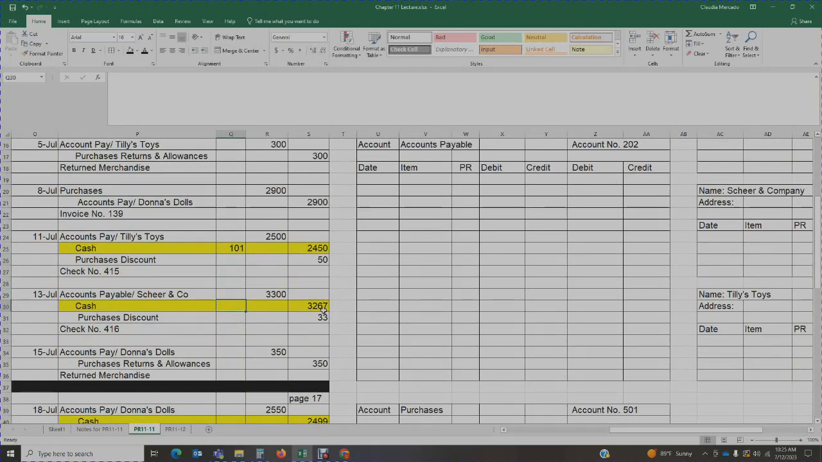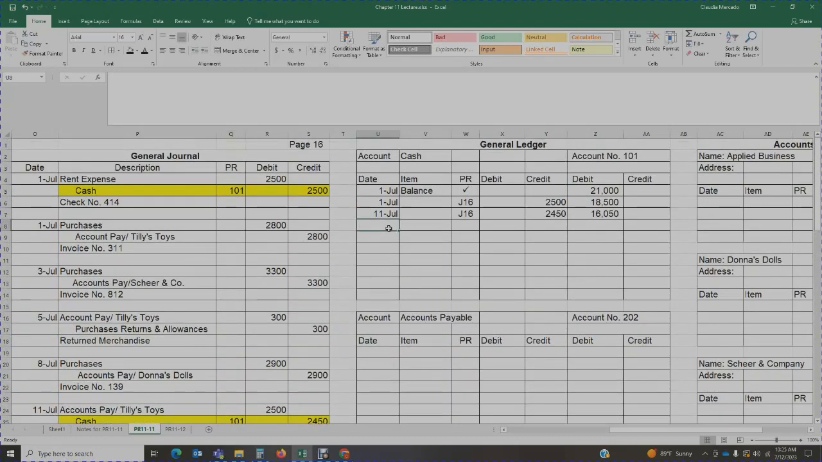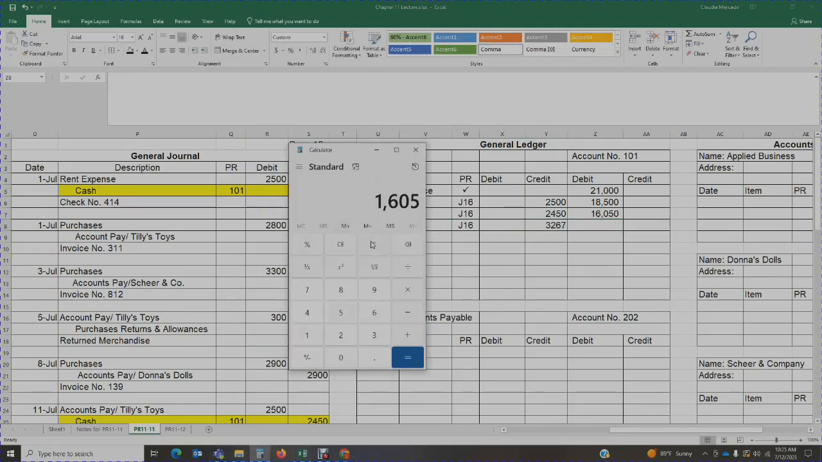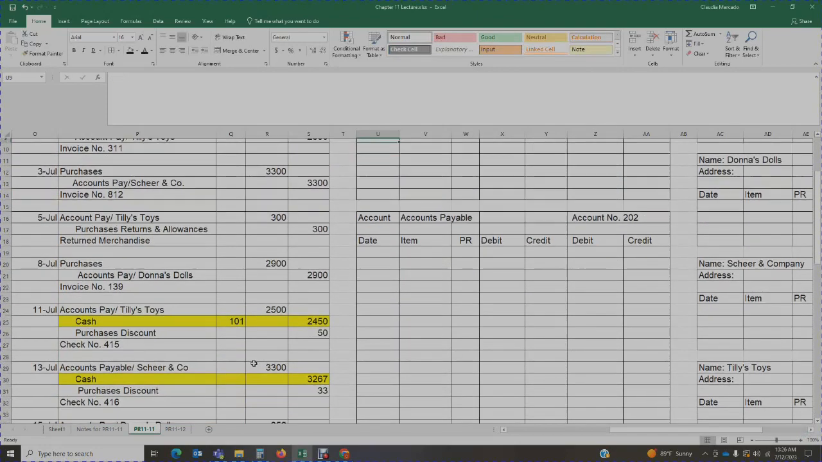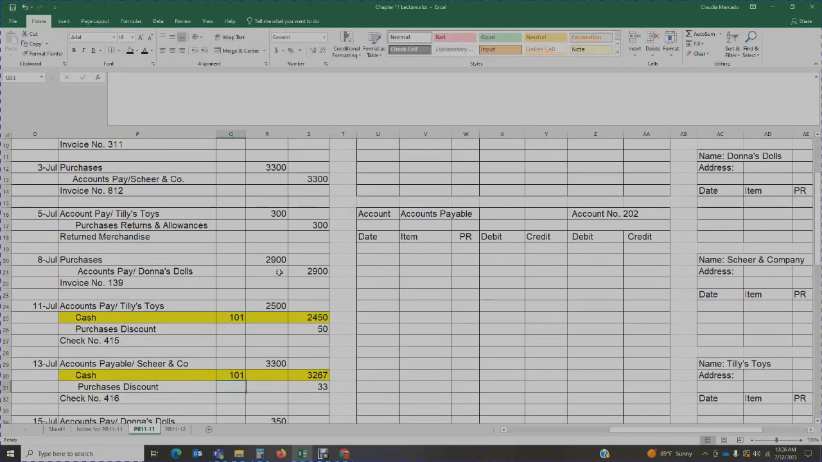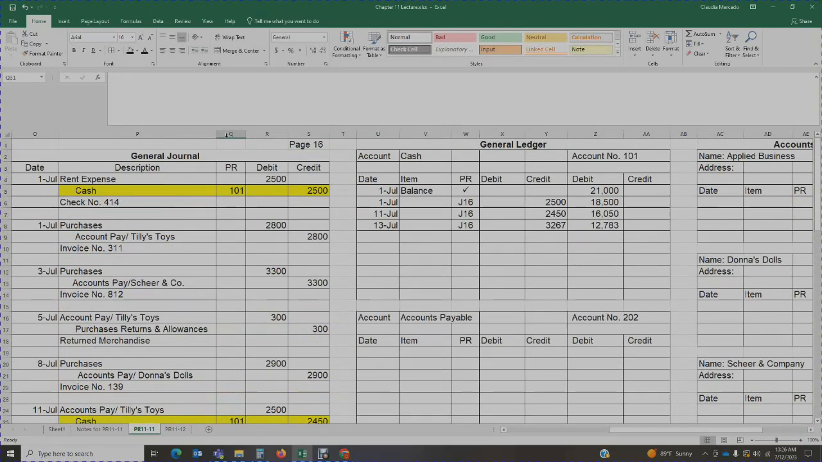Next, on the 13th, I've got a credit of 3267 on page 16. So I've got 16,050 minus 3267. 12,783 is my balance. Then I'm going to go back here and put a 101. Don't forget to enter your post-reference information. If not, you're going to get a lot of points deducted.